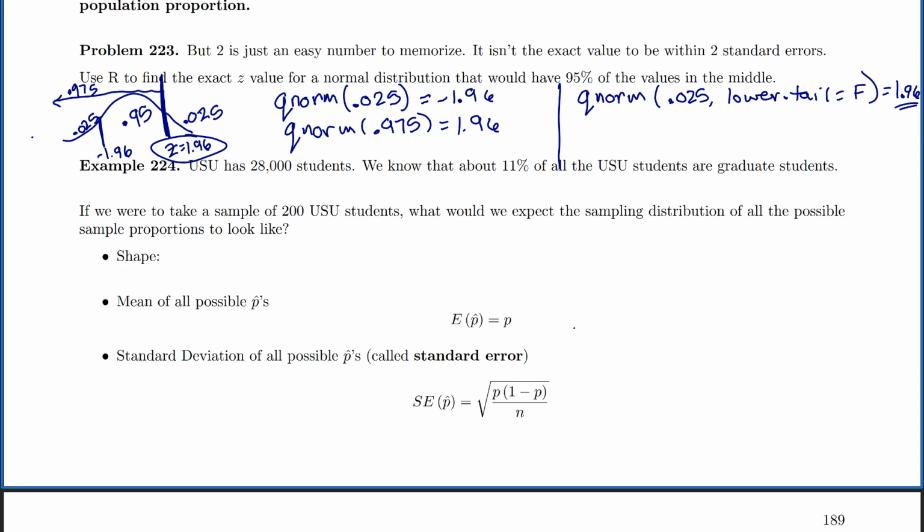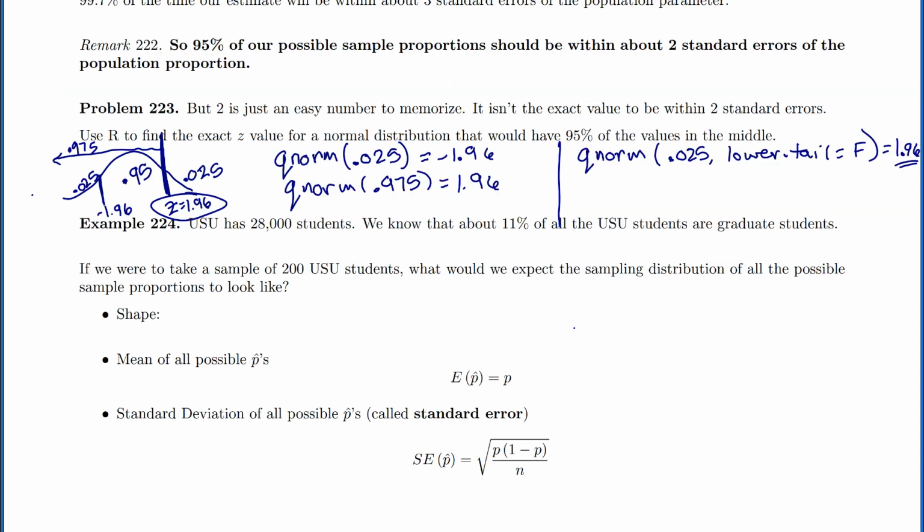So our next example, USU has 28,000 students. We know that about 11% of all the USU students are graduate students. So let's summarize this. When it says USU has 28,000 students, that sounds like an entire population. So that's the population. We know about 11% of all the USU students, so that sounds like a population proportion. So my population proportion is 0.11.